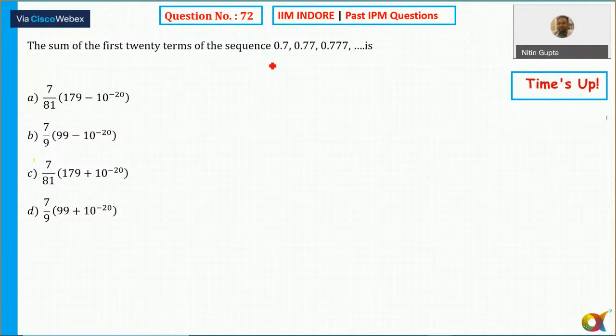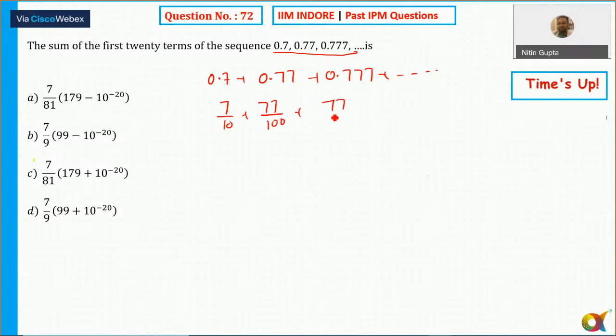It says the sum of the first 20 terms of the sequence. This is the first 20 terms of the sequence here. Okay, so I'll say 0.7 plus 0.77 plus 0.777 and so on. So this is 7 by 10 plus 77 by 100 plus 777 by 1000.